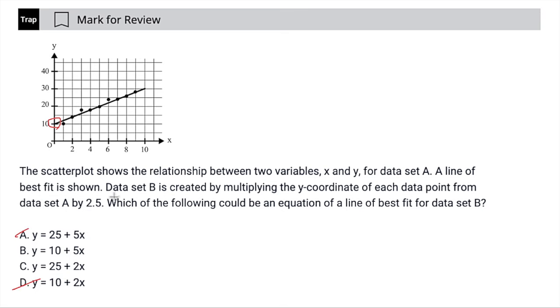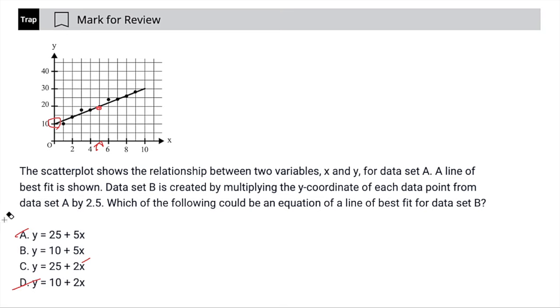And then we can kind of eyeball our slope here. Looks like we've got like 20 over 5, so maybe 4. Oh, it looks like 5 is probably the closest, so choice B. Again, we'd be wrong because what's going on here? It says all of the data in the data set that we're actually talking about is created by multiplying the y-coordinate of each by 2.5.